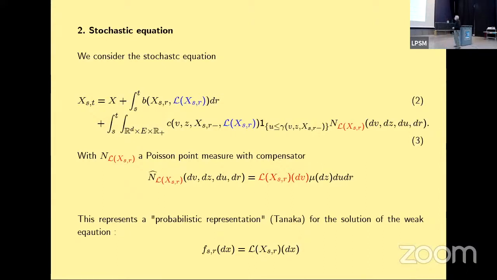And after Tanaka, there have been many other contributions, by Sylvie Méléard, Nicolas Fournier, Carl Graham, many people who worked in this direction of a probabilistic representation. So up to now, we have two statements of the same problem, because if you have one, you have the other, and conversely. I insist on this because now I will give a third.